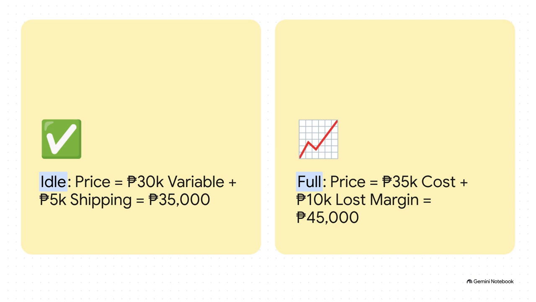But what if we're at full capacity? Now we have to factor in the lost contribution margin. A regular unit sells for 40,000 pesos and costs 30,000 to make. That means we lose a 10,000 peso contribution margin for every regular unit we sacrifice to this special order. So at full capacity, our minimum acceptable price slams all the way up to 45,000 pesos.